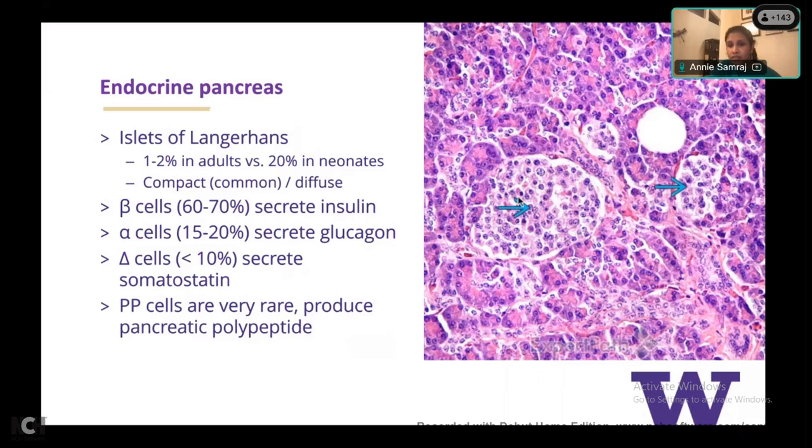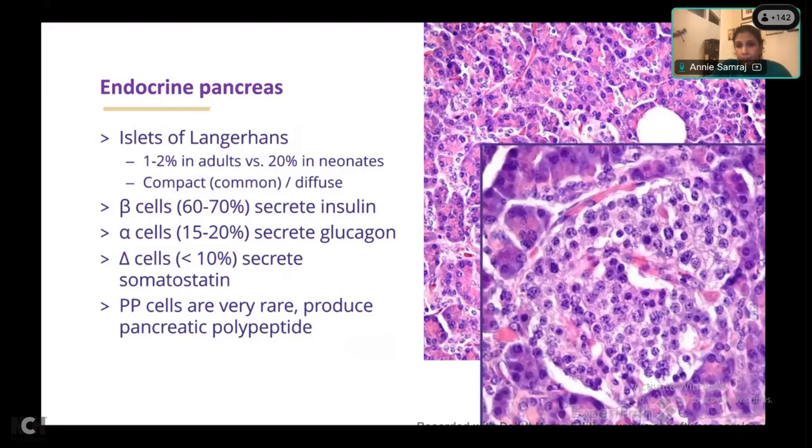And the majority of the cells that compose these islets are beta cells, which secrete insulin. They're usually more centrally located. The alpha cells, which secrete glucagon, are more peripherally located, and the other cells are delta cells and the pancreatic polypeptide cells. We also have some gastrin-producing cells, but the major cells are the beta cells, which secrete insulin.